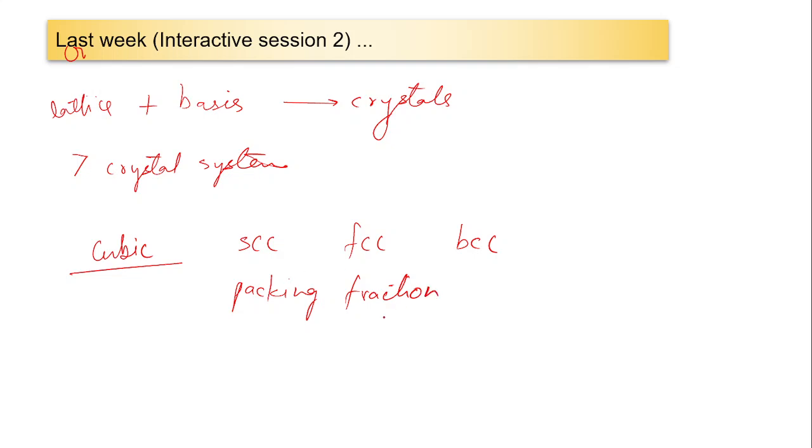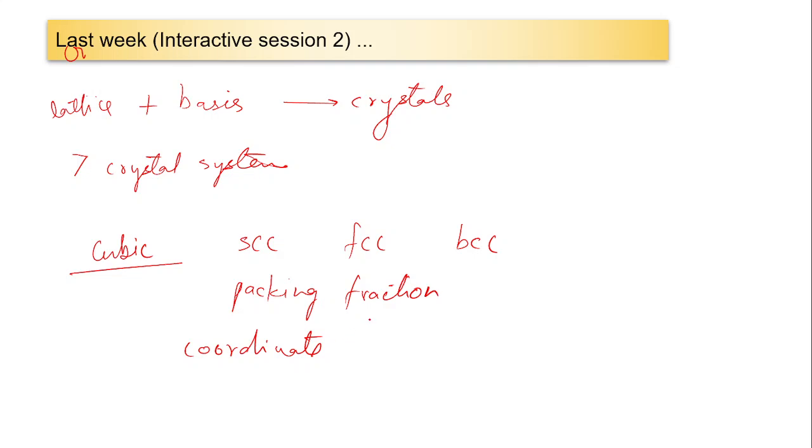We derived the packing fraction for these 3 crystal structures, and there were some other properties that we tried to understand: how we can find the number of lattice points per unit cell, the volume of the unit cell, then the packing fraction, and then the coordination number, which is also very important, that is, how many immediate neighbors an atom has in a particular kind of cubic structure.